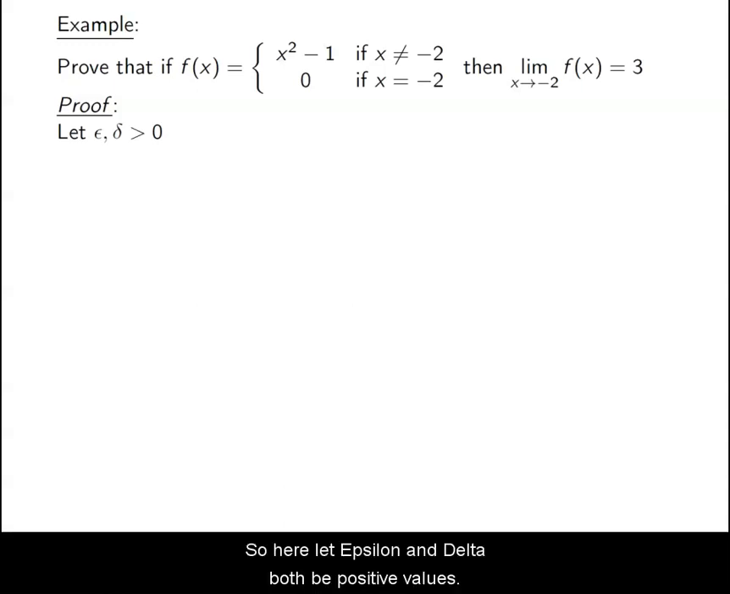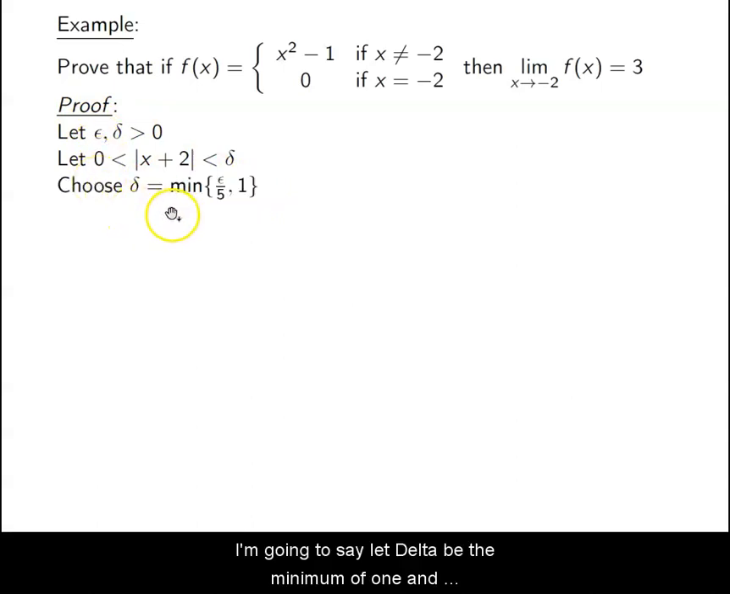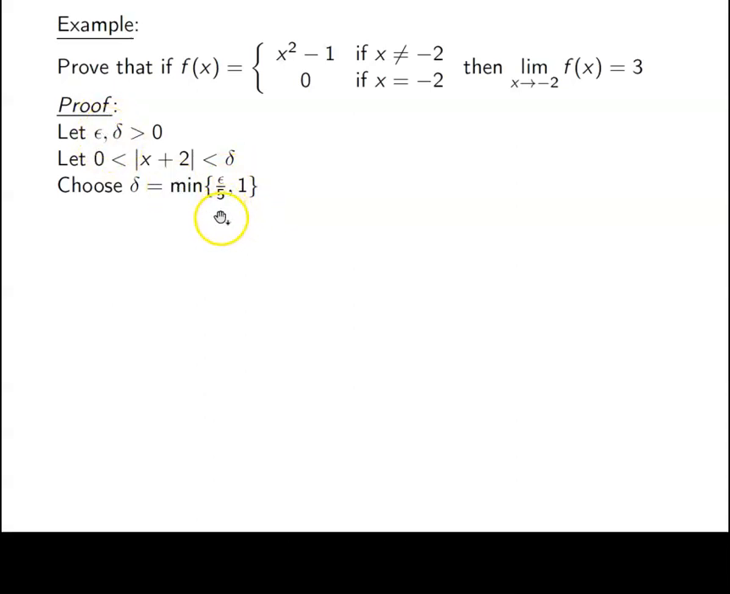So here, let epsilon and delta both be positive values. Okay, I need x plus 2 to be positive and less than delta, right? I haven't chosen a value of delta yet because I don't have an actual value for epsilon. These are generic values right now, right? I'm going to say let delta be the minimum of 1 and epsilon over 5, or 1/5 of epsilon. Whatever it is epsilon ends up being.